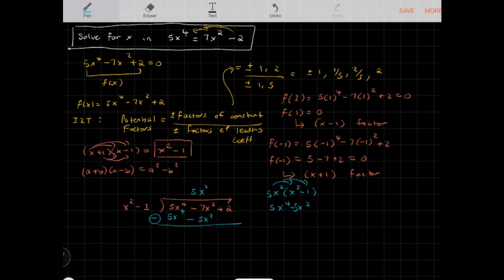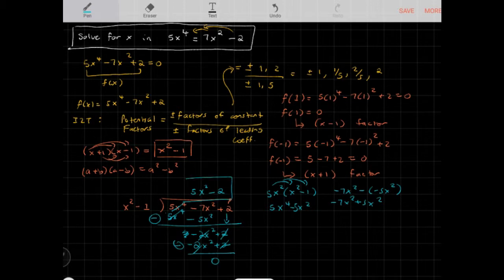Then you subtract. 5x to the power 4 minus 5x to the power 4 is 0. Negative 7x squared minus negative 5x squared: you have to make sure you do the integer operations properly. So you get negative 2x squared here. Then I'm going to bring down the positive 2, and match the leading term, so I'm going to multiply by negative 2, so you get negative 2x squared plus 2. Everything cancels out: the negative 2x squared cancel out, and the 2 and 2 cancel out, so it's 0. So this is your quotient.